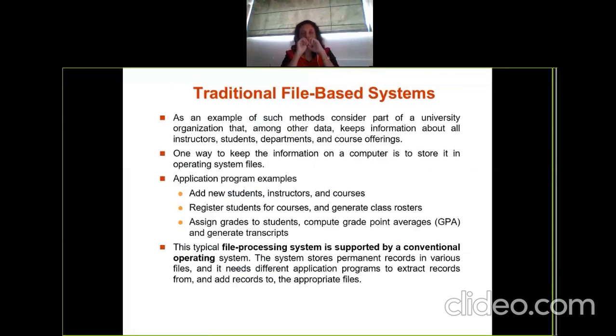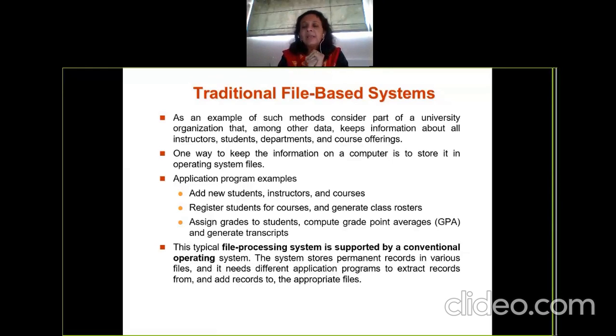Okay. Now we start with the next part. Before database, what was used? How was the information stored before the database? Before database, the information was stored in a traditional file-based system, meaning operating system files.